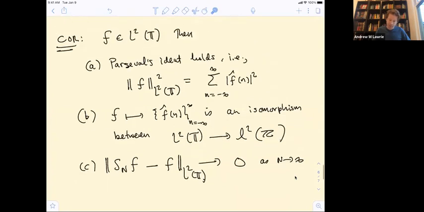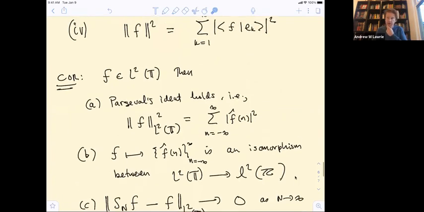So what does isomorphism mean? The Hilbert space structure is preserved as a map between Hilbert spaces, and moreover the norm is preserved. So right, that's Parseval's identity. The norm of f is equal to the little L2 norm of the sequence of Fourier coefficients.